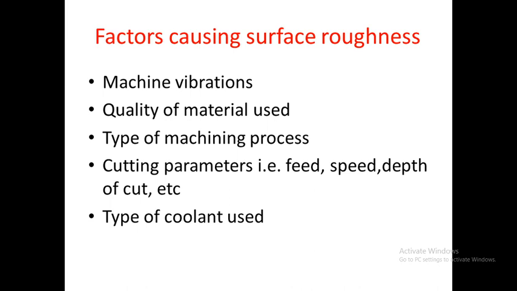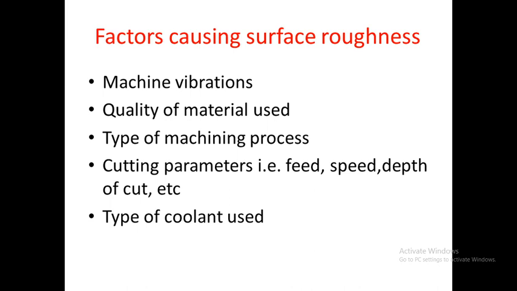The next is cutting parameters, that is speed, depth of cut, etc. These cutting parameters, that is the feed of the cutting tool, the depth of cut, the speed of the machine, determine the surface finish. As we vary the feed, speed as well as depth of cut, the surface roughness also goes on changing. So the feed, speed and depth of cut have to be maintained in such a way that the surface roughness is very less. And if they are not maintained properly according to the size of the workpiece, then the surface will be more rough.